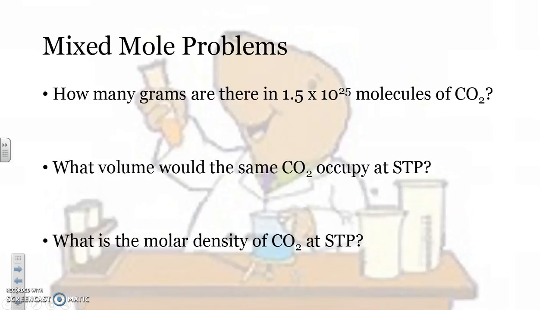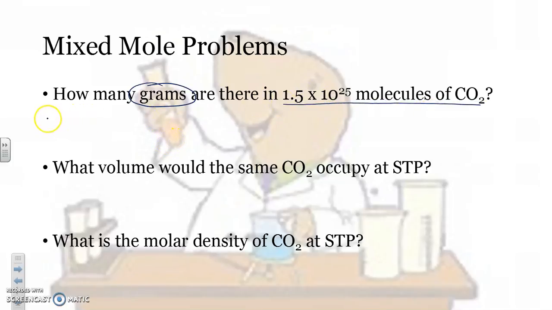Let's do some problems. How many grams are there in 1.5 times 10 to the 25th molecules of carbon dioxide? What are we looking for? We're looking for grams, so we're going to circle that. That way we know that's what we're searching for. And what do we know? We know that we have 1.5 times 10 to the 25th molecules of carbon dioxide.